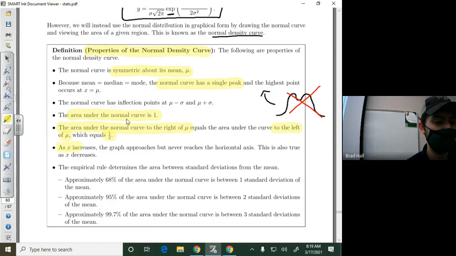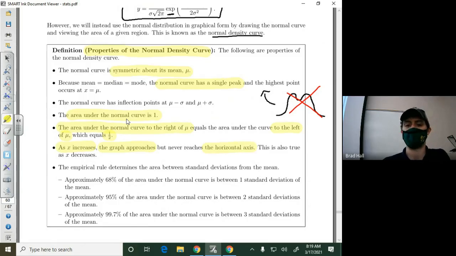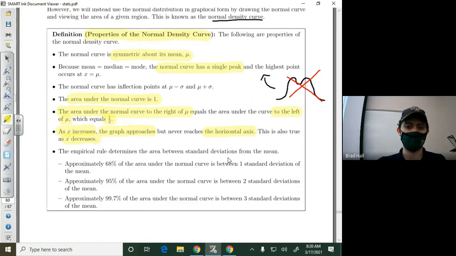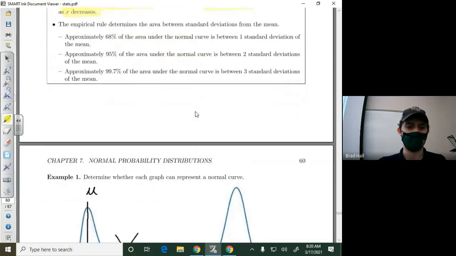As x increases, the graph approaches the horizontal axis, but never reaches it. This is true as x decreases. Now, what does that mean? As x increases, the graph approaches, but never reaches the horizontal axis. This is the same as x decreases. Let's look at those examples down below. I'll come back to this momentarily.